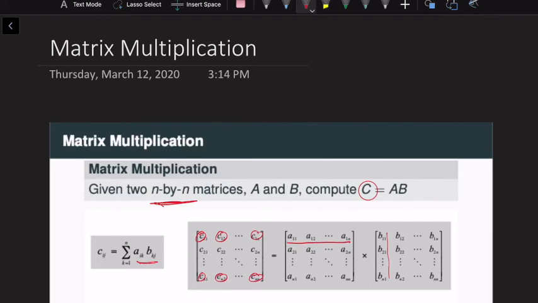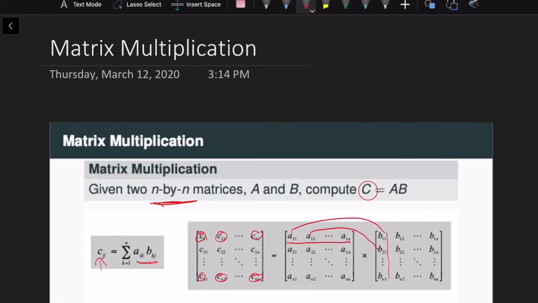So think about how many operations we're going to have to do for matrix multiplication using our regular techniques. We have to compute each one of the entries of the matrix. We have a total of n squared entries in this matrix C. Now, per entry, how many operations are we going to have to do? Well, we have to do A11 times B11, and then A12 times B21, and so on.